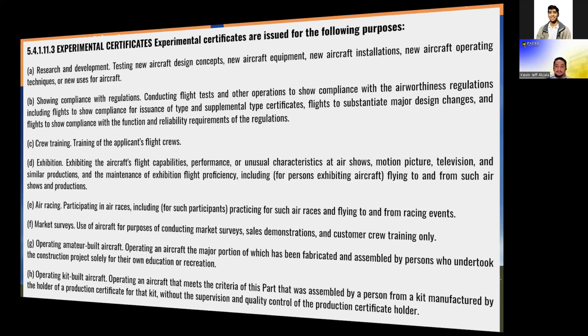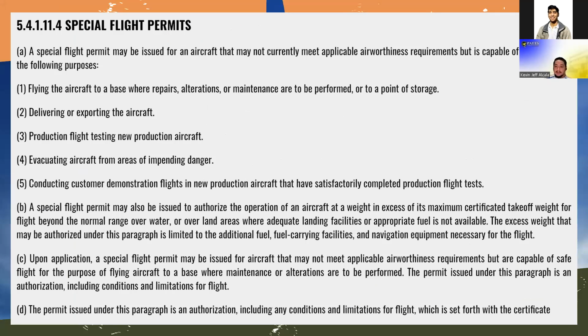Special flight permits. A special flight permit is issued to an aircraft that does not meet the requirements of airworthiness but is capable of safe flying. The following are the purposes of special flight permits. First, flying the aircraft to a base where repairs, alterations, or maintenance are to be performed. Second, delivering or exporting the aircraft. Third, the testing of newly produced aircraft as well as conducting customer demonstration flights. Lastly, a special flight permit is issued to aircraft flying over its maximum certified takeoff weight because of the availability of fueling facilities over its flight path. Take note that the excess weight is limited to fuel only.